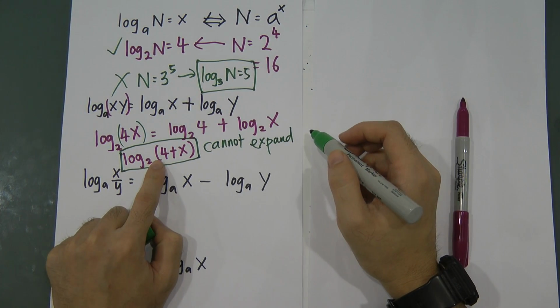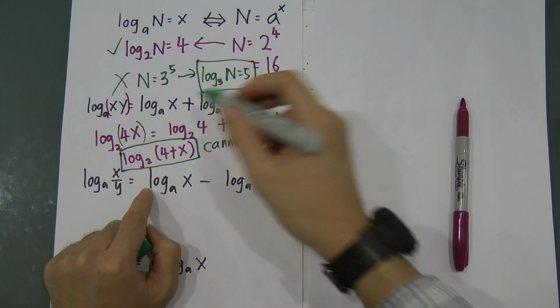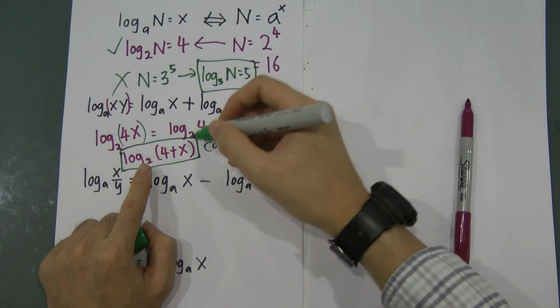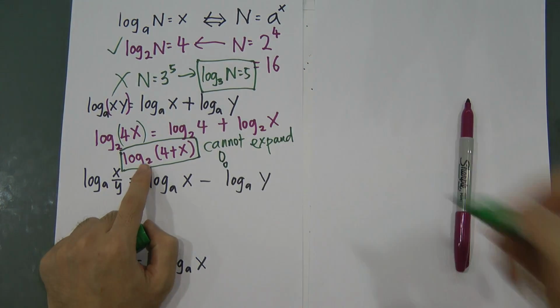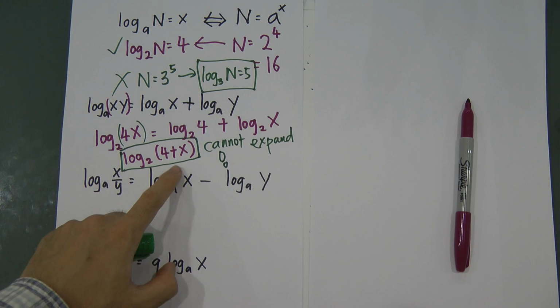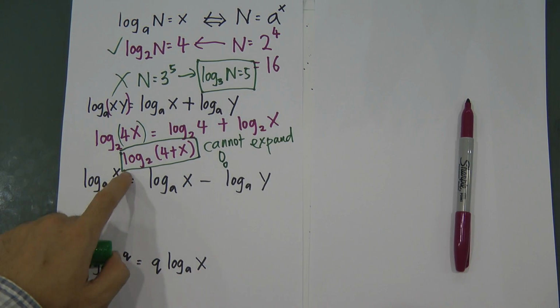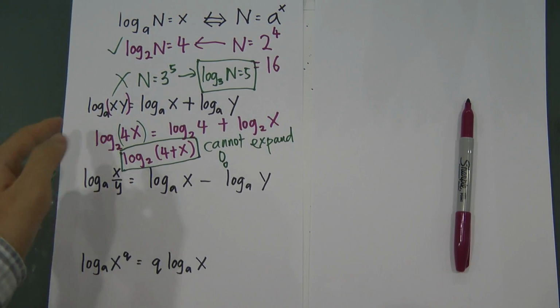You have to leave it like this until the other side also has log 2, then log 2 and log 2 can be simplified. Remember, this is very important, because a lot of students, when they see log 2 of (4 plus x), will expand it into log 2 of 4 plus log 2 of x, or log 2 of 4 multiplied by log 2 of x. All of that is wrong.